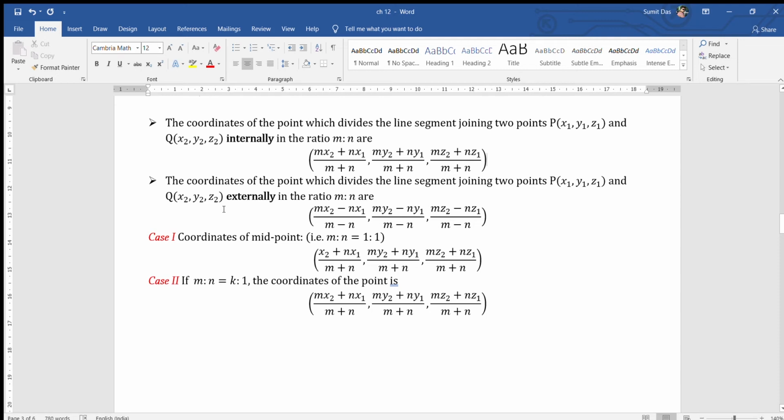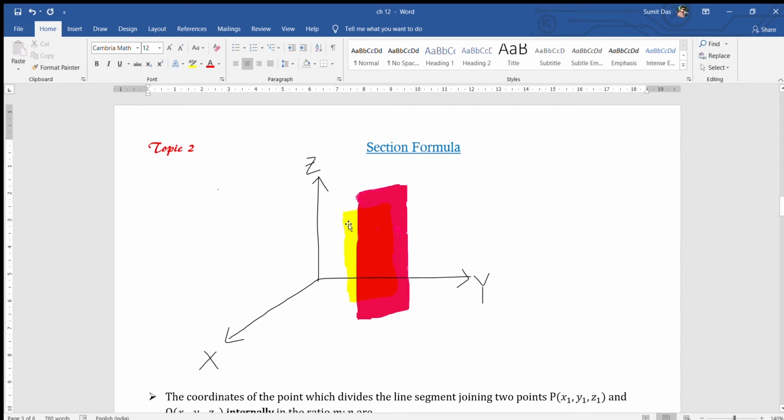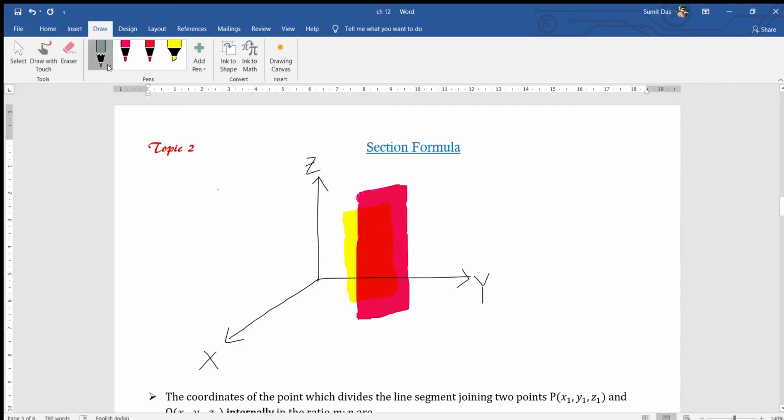Next, this thing you did not learn in class 10, or maybe you just learned the formula, but there was no problem. This point can divide the line segment externally also. That means, suppose on this plane, you can see this point. Suppose here is one point, suppose it is point P. Okay, this point of intersection, this point P.